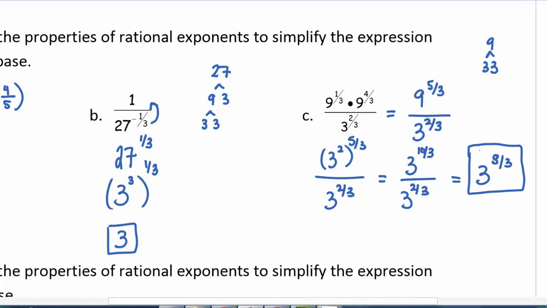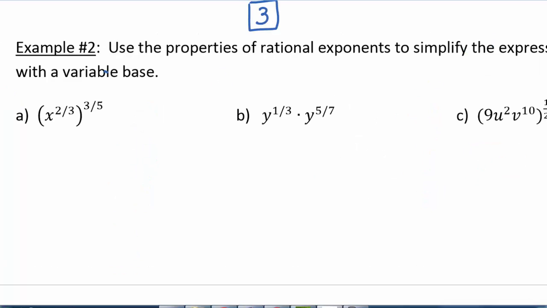Okay, so there we go for number bases. Let's move on. So now we have variable bases. We're using the properties of rational exponents to simplify the expression with a variable base. So it works the exact same way because exponent properties hold no matter what type of base that you have.